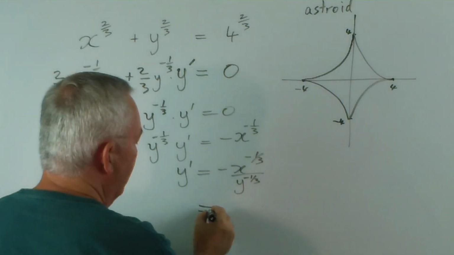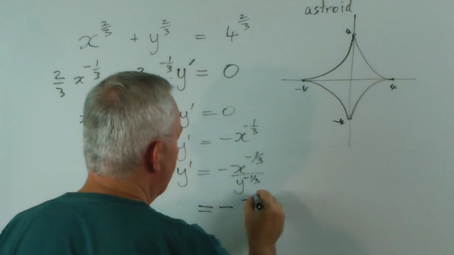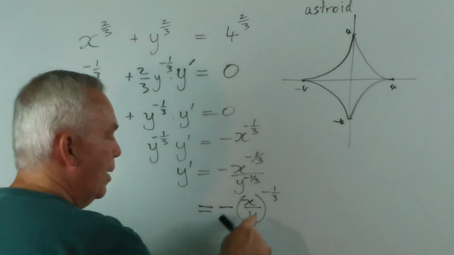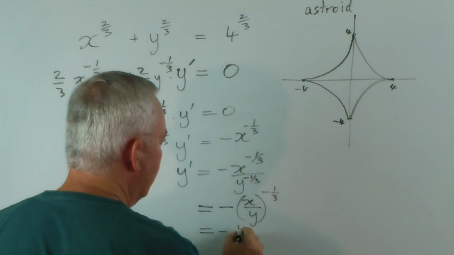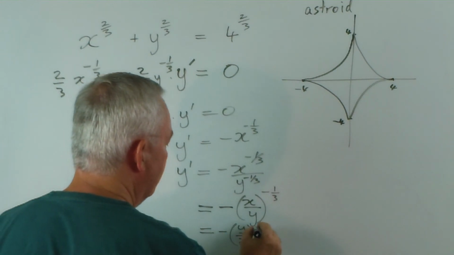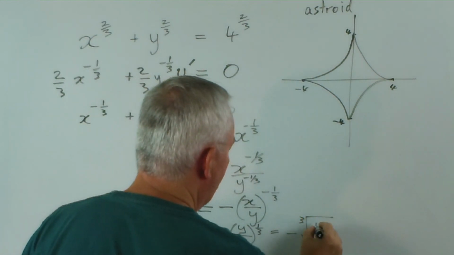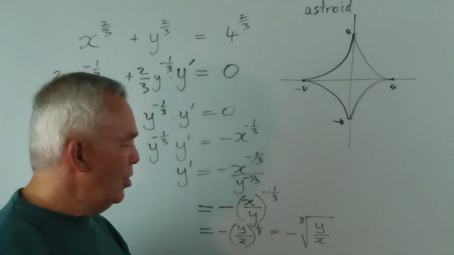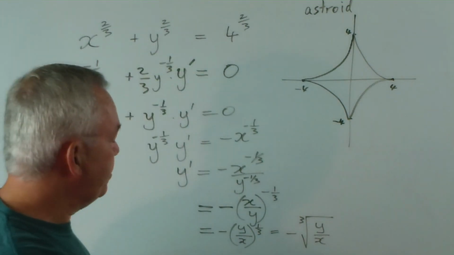And I'll do it this way. There are a few ways of looking at this. Because they're both to the power of a negative third, I'll do that. And because it's a negative index, it means I can invert the fraction. Or I can write it as the cube root of y over x. Now it does have a cube root in it, but it's not that complicated for a rather weird looking equation.